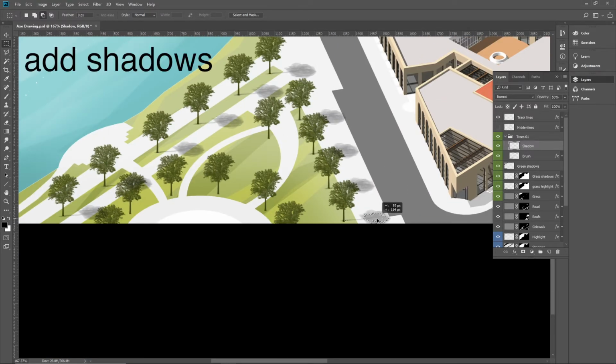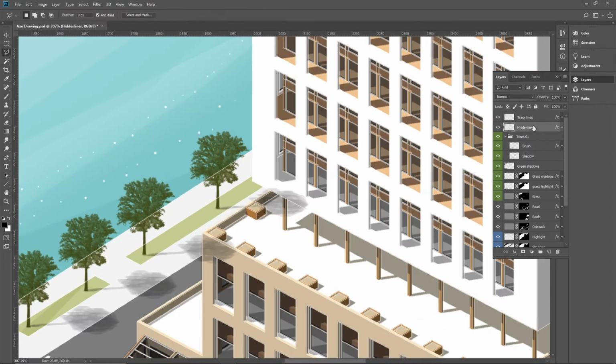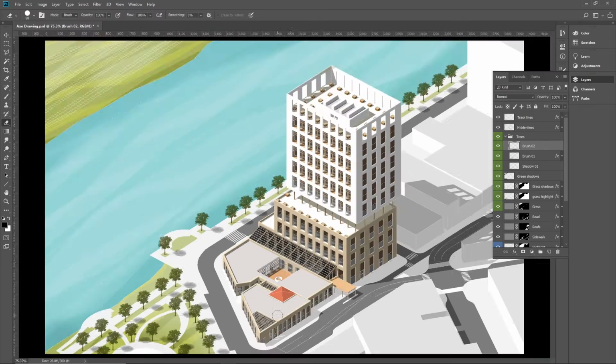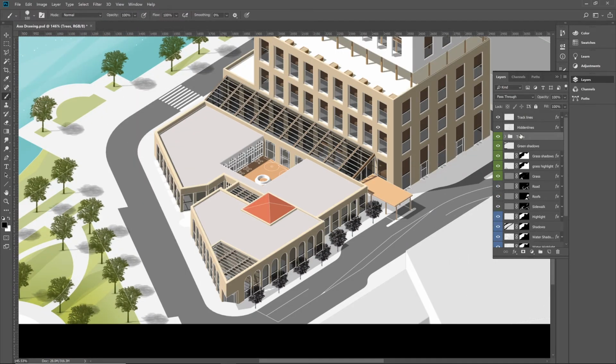Second, add your shadows. Because this is not a perspective, sometimes your building may look one on top of the other, and it can be disorienting. If you add shadows, you add so much depth and three-dimensionality to your project.